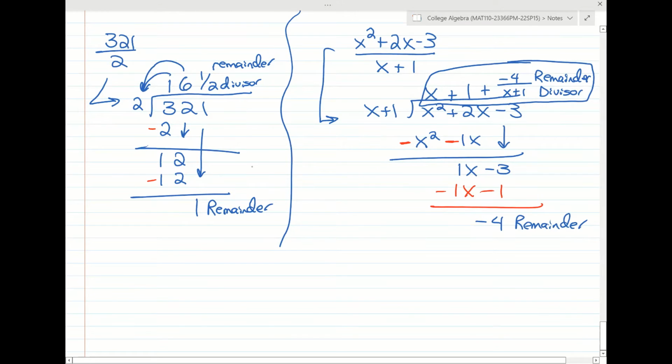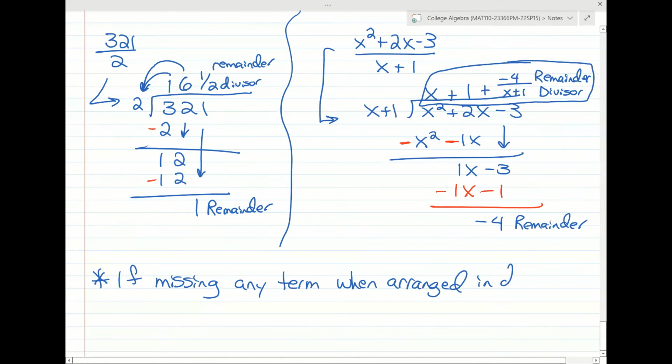Let's see here. I'll make a note that if we're missing any term when arranged in descending powers, we use 0 as a placeholder. I'll show you what that means in a second.